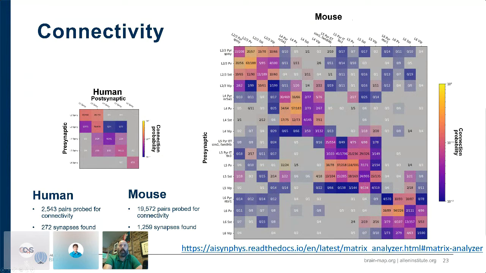On the right here is the mouse connectivity matrix, where the presynaptic cells are organized along the columns and the postsynaptic cells in rows. The matrix is subdivided by layer, so layer 2, 3, layer 4, layer 5, layer 6. Within each layer, we probe one or two excitatory cell classes and three of the major inhibitory classes. So in each layer, you see parvalbumin, SST, and VIP. And here in layer 5, we have two excitatory classes, the extratelencephalic and the intertelencephalic.